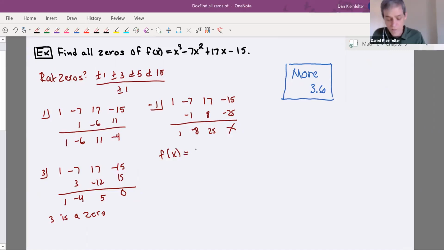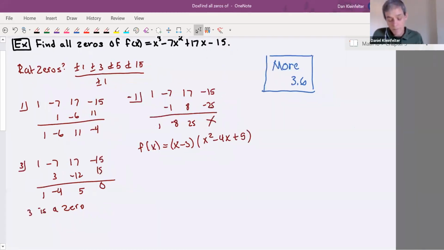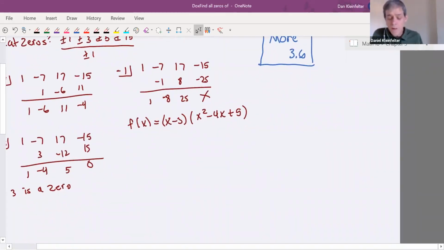So f of x will be x minus 3. That was one factor because 3 is a zero. And then this 1, negative 4, 5 is going to give us the rest of our quotient. That's going to be x squared minus 4x plus 5. Okay, and so now our goal is to get zeros, but taking a look at this thing, it is now degree 2. So I want to look and see, okay, well, is it going to be possible to factor this thing? And if so, great. And if not, we'll try the quadratic formula or something.